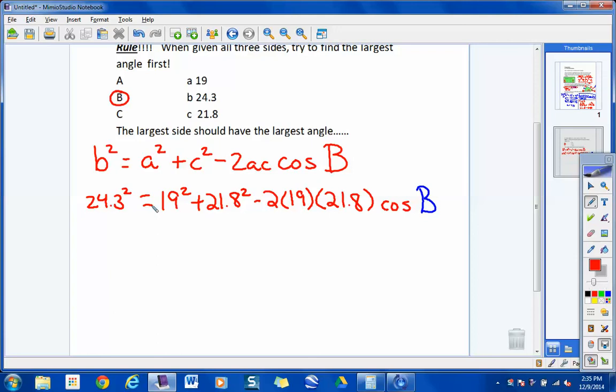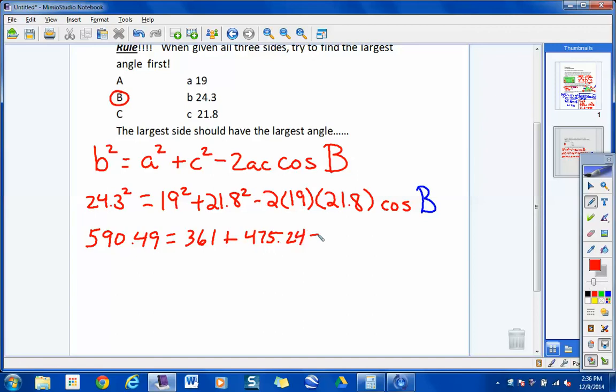Anybody have 24.3 squared for me yet? About 590.49. 590.8. Oh, my math isn't very good, but is 19 squared 361? Yeah, it is. All right, I need someone to square 21.8 for me, please. 475.24.